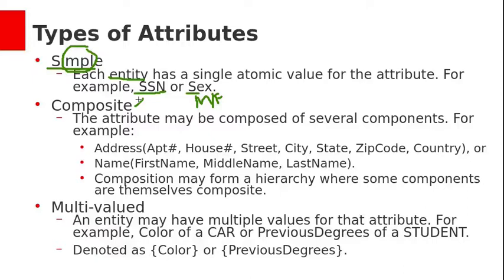Composite attribute. It can be divided into smaller subparts, which represent more basic attributes with independent meaning. Example, we can take address or name. Here address can be composed of simple attributes like apartment number, house number, street, city, then state, zip code, and country. Name is also a combination of first name, middle name, and last name. These three are the simple attributes, and the combination of these three is a full name, which is a composite attribute.